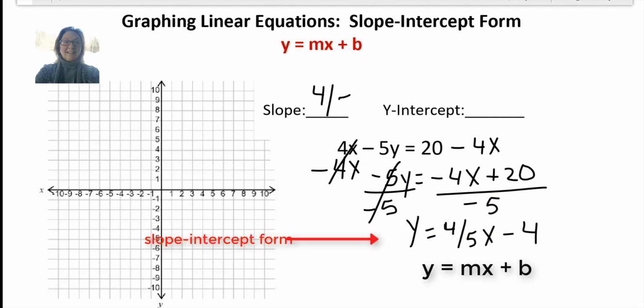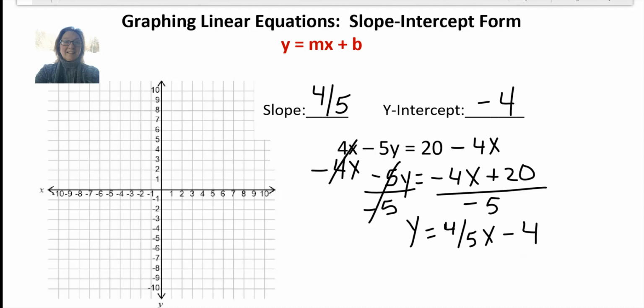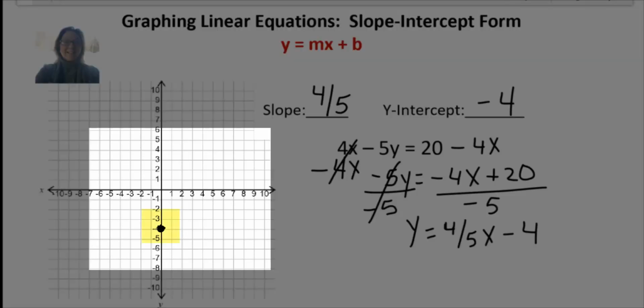The slope is a positive 4/5. The y-intercept is negative 4. It is time to graph the equation. We start by putting a dot on the y-intercept, which is negative 4. Then we rise 4 and run 5. Our final step is to draw the line connecting the dots. Again, we have successfully graphed our equation.